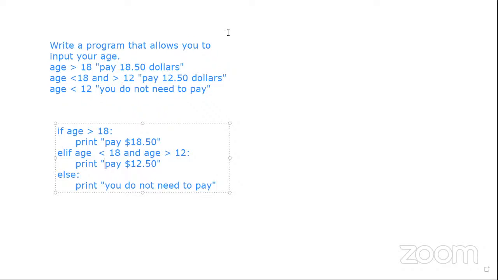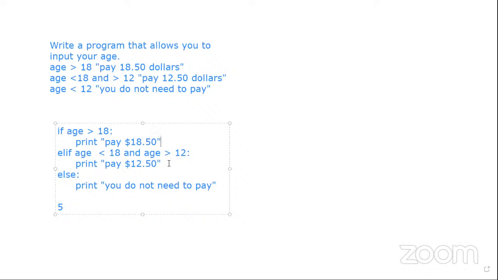So say the age is 5, okay? 5 is not bigger than 18. 5 is not between 12 and 18. So else will get triggered. Else will run, okay? So when none of the conditions are met, else will run. Elif will only run if the condition in the first one is not satisfied.